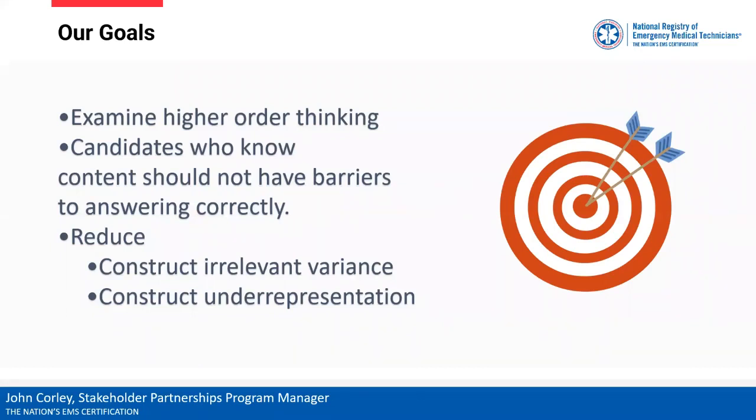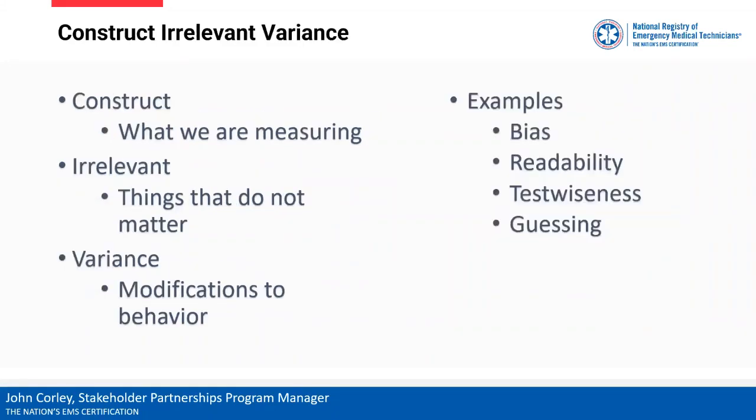Because at the National Registry, we don't want to know how good you are taking a test. We want to know how good you are being a paramedic or an EMT or an EMR or an AEMT. So, construct irrelevant variance: breaking down that phrase into its component parts.